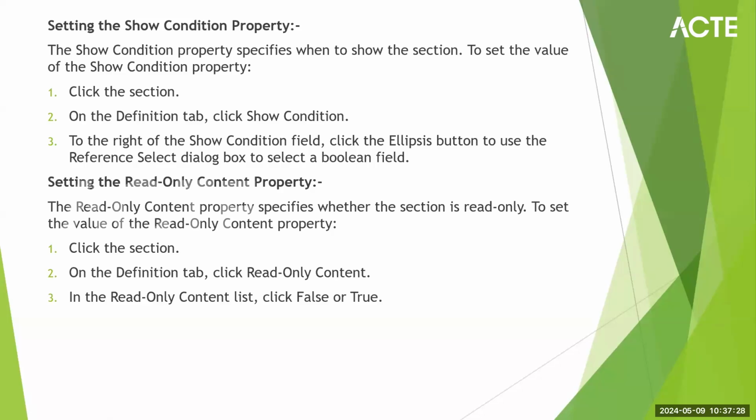Setting the show condition property, nothing but at what time that particular section should be displayed. Click on the section on the definition tab, click show condition, and to the right of the field, you can map the condition which already exists in your manuscript, or you can create a field with the condition you want, and you can map that field by using the Xlib button.